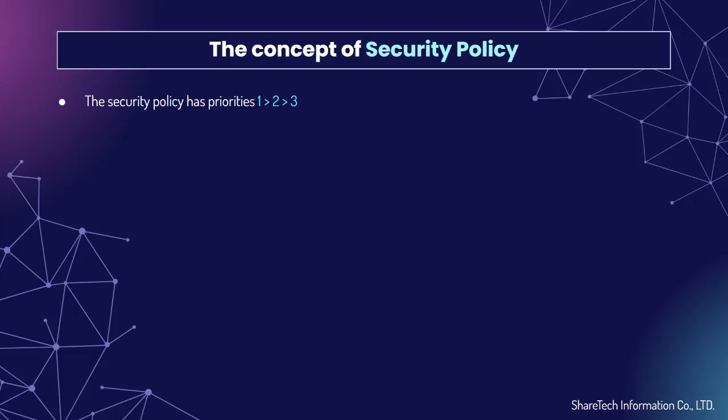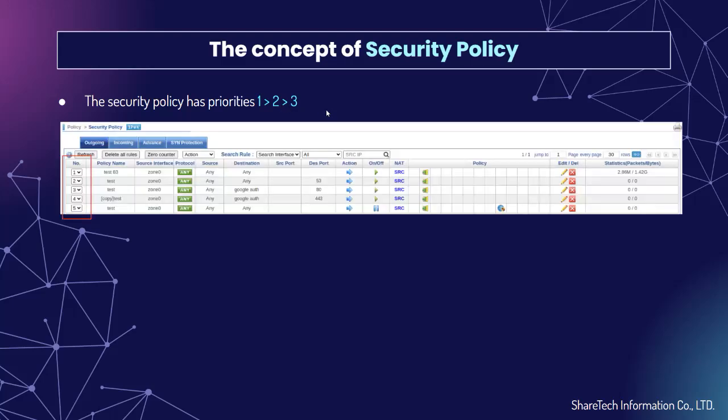The security policy has priorities. So 1 is higher than 2, 2 is higher than 3. When the packet enters NU, it will start to compare the rules. It will compare them one by one according to the priority. If there is a rule that matches the direction of the packet, it will not compare the next rule.